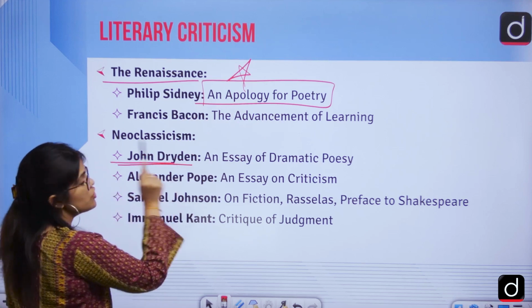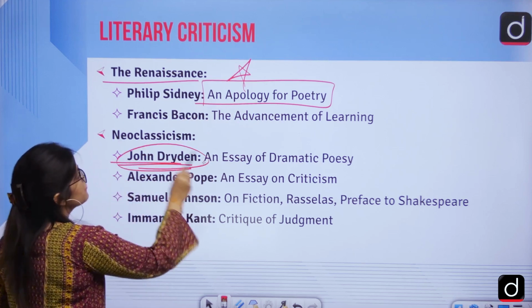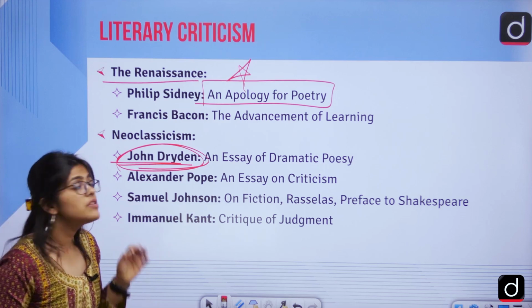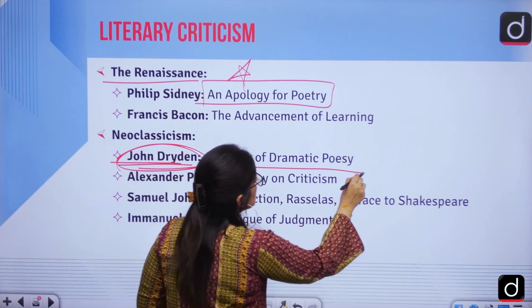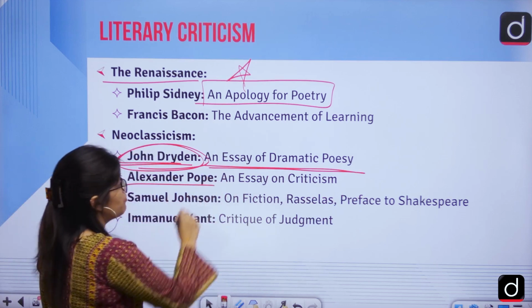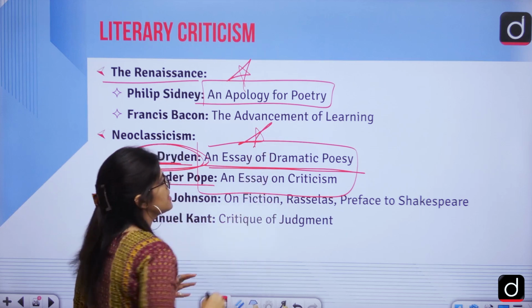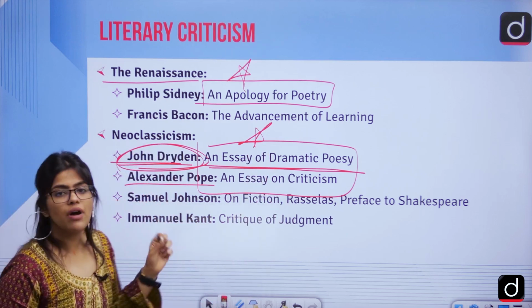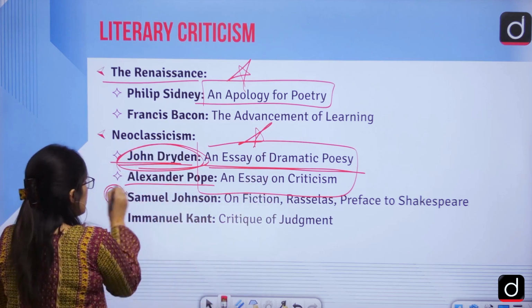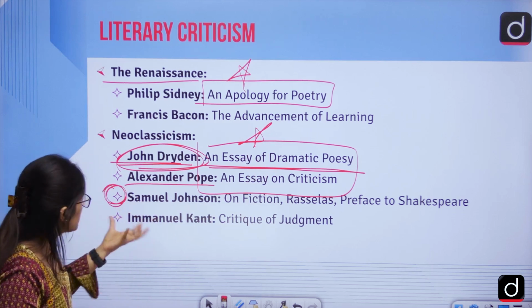Then comes your neoclassical age, and in this age we have Dryden. You cannot leave Dryden, you cannot leave the essays that are written by Dryden and Pope as well. So I want you to study these 2 texts in greater detail, and it is time consuming, but you have to do it. Then of course we have the very, very important and the most important person of UGC NET.